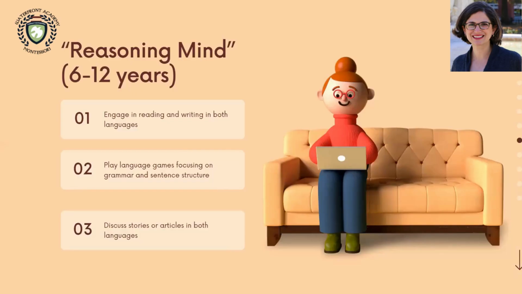The reasoning mind is from 6 to 12. The children in 0 to 6 will ask why, because they want you to use your words, and they watch your mouth as you're speaking, because they want to learn language. The reasoning mind child will ask why, because they really want to understand the world.